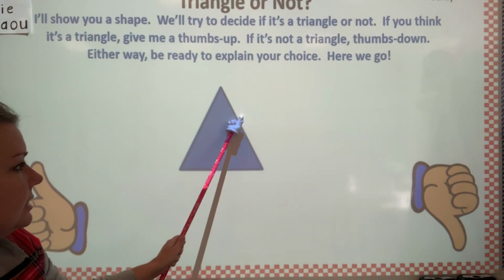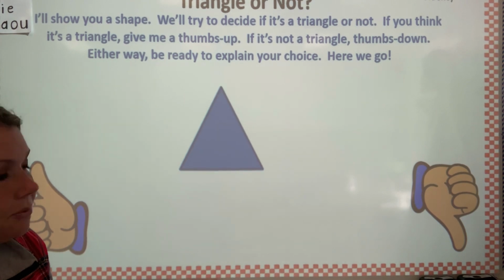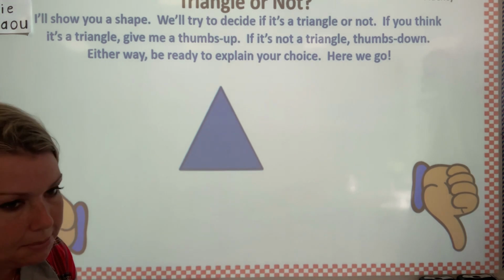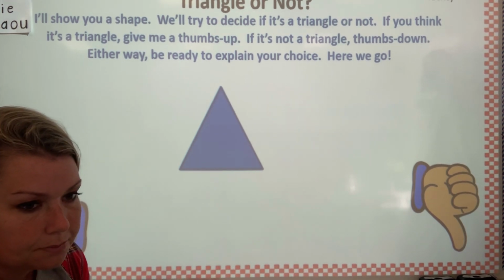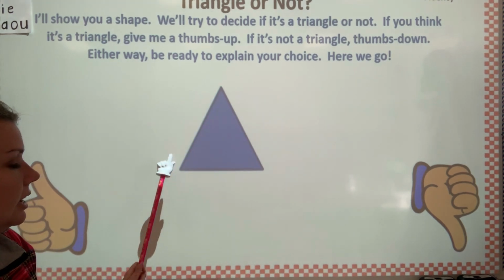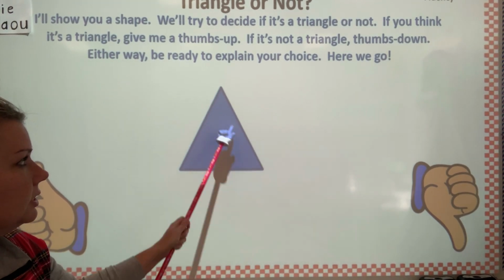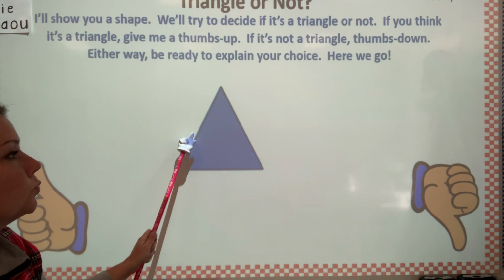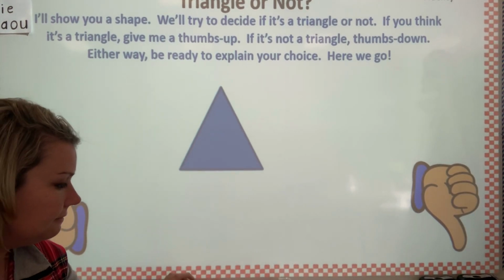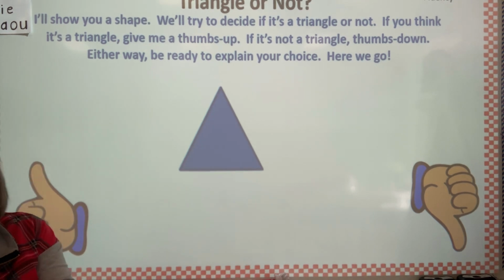3 straight sides. If I were to put my puppy dog in the middle in the blue section, would he be able to get out? No. So it's also closed. It's closed. It has 3 corners and 3 straight sides. I like how Anya said they were straight. Very good. All right, let's look at this one.